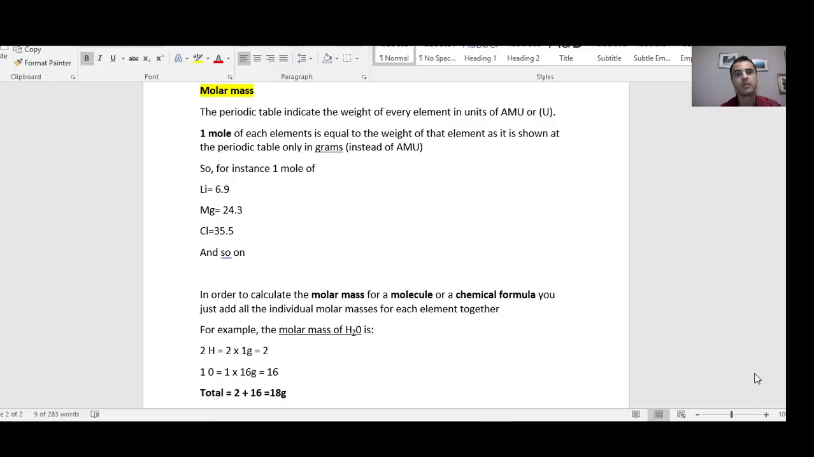The periodic table indicates the weight of every element in units of AMU or U. It's the same thing. Currently they call it U, traditionally they call it AMU. One mole of an element is equal to the weight of the element as shown on the periodic table, only in grams instead of AMU. So the weight you see on the periodic table, as I'm going to show you here, some examples.